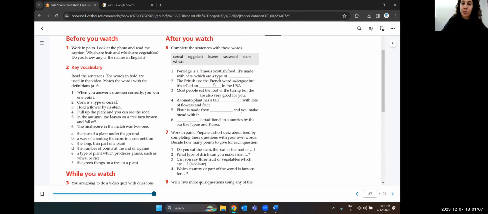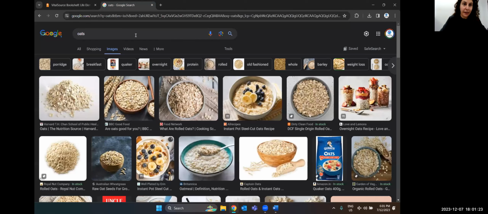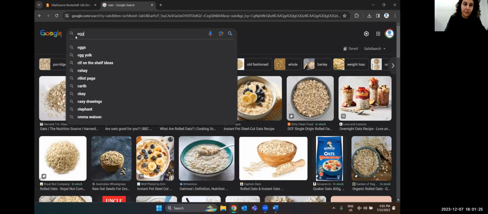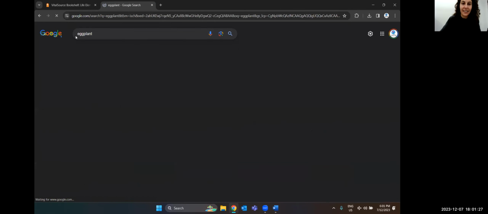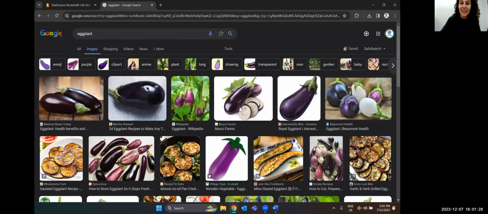The British use the French word aubergine, but remember, it's called an eggplant in the USA, and in Australia as well. Okay, so eggplant, I'll just show you again. This is an eggplant.